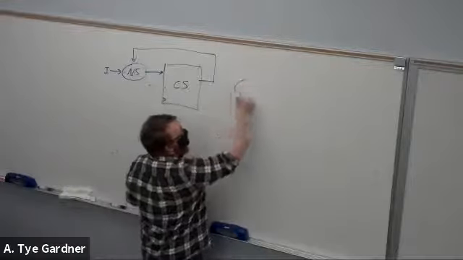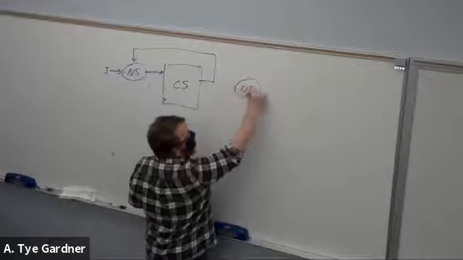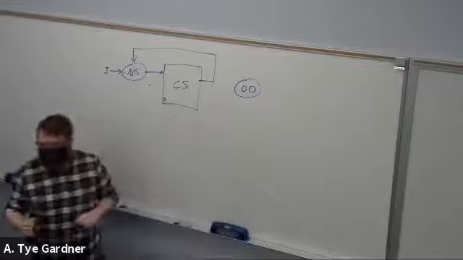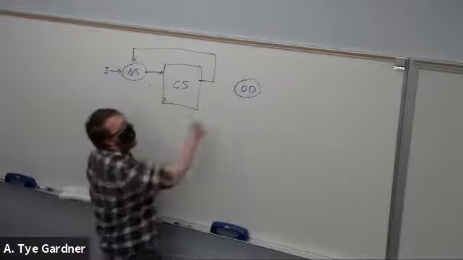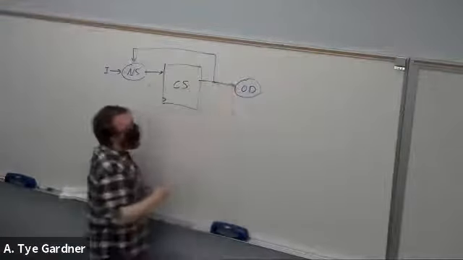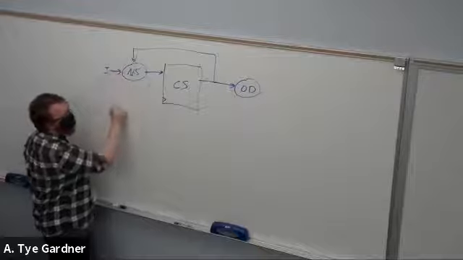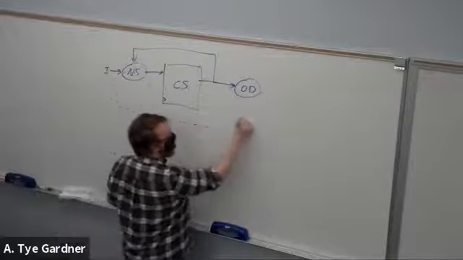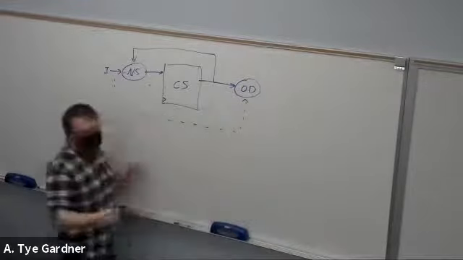Then we need to send out information, and we do that using an output decoder that, if you're a Moore state machine, cares only about the current state. If it's a Mealy state machine, it cares about the current state and the input.